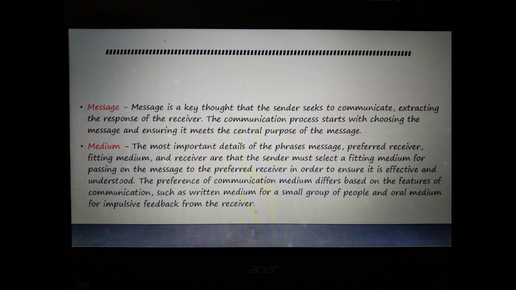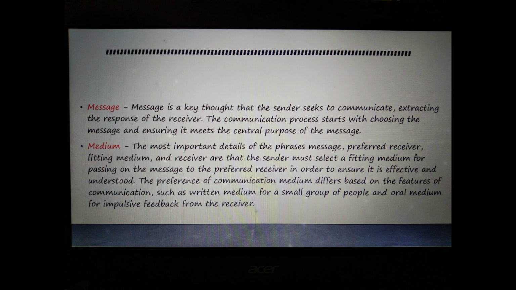Message is a key thought that the sender seeks to communicate, influencing the response of the receiver. The communication process starts with choosing the message and ensuring it meets the central purpose of the message. So the message is the center, the purpose of the message to communicate, or the process to enact the message that they want to give to the recipients.